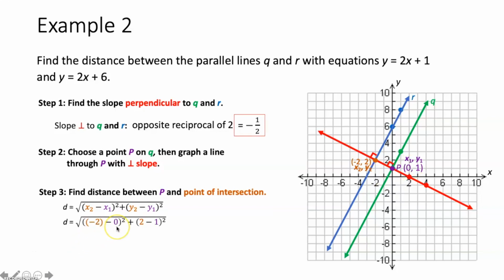-2 minus 0 is going to be -2 still, and then 2 minus 1 is 1. -2 squared is 4. 1 squared is 1. 4 plus 1 is 5. And the square root of 5, and you can't break it up any further. So we just write root 5 units is our distance between these two parallel lines, and you're done.